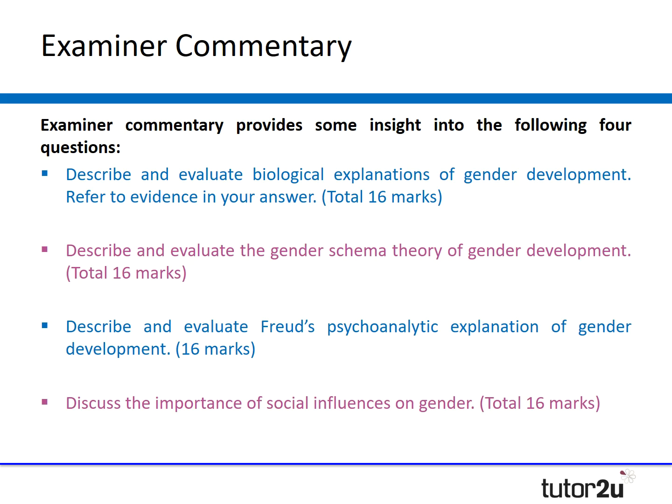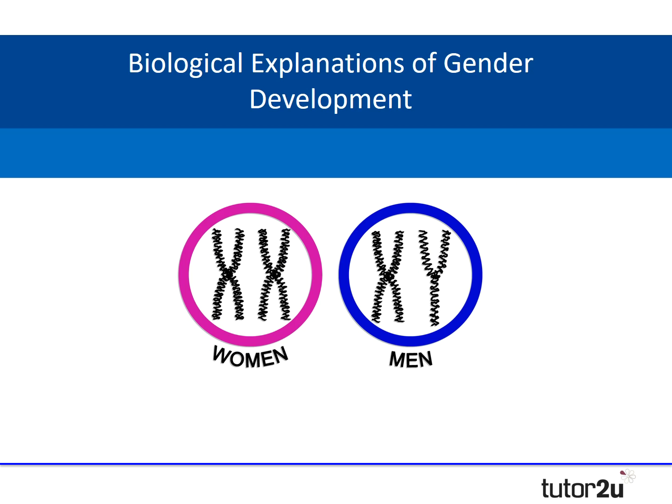Now, the examiner commentary provides an insight into 4 different key areas that we're going to explore in this webinar. So the first one is the biological explanations of gender development. The second one is gender schema theory. The 3rd one, Freud's psychoanalytic explanations, and then last but not least, social influences. So we'll take each one of those in turn.